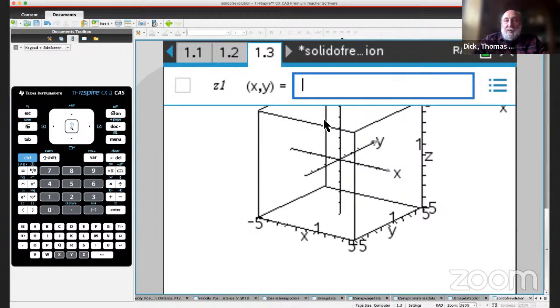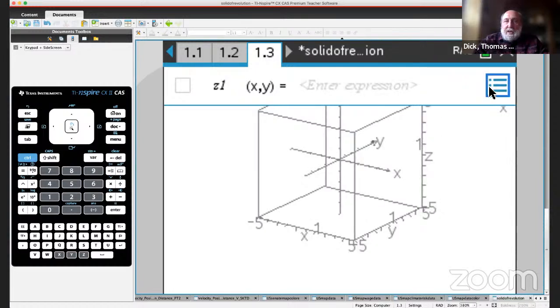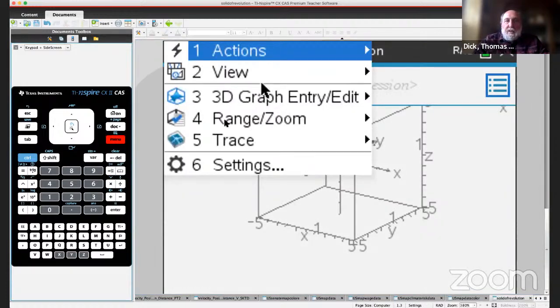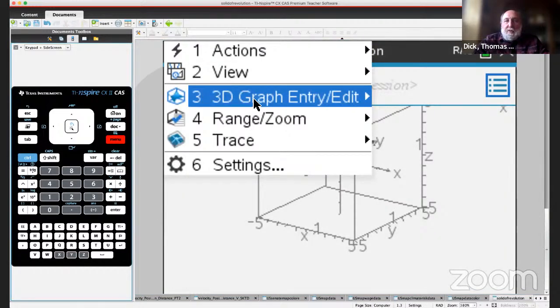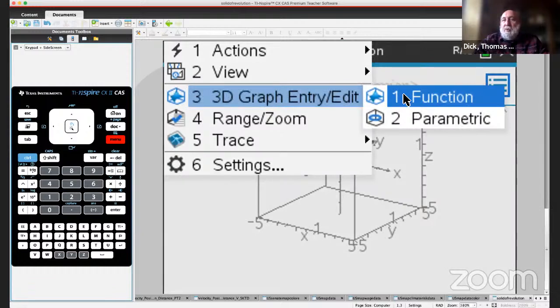And right now, this is set up to plot Z as a function of X and Y. And that's something you commonly see in multivariable calculus. Let me go over here to the side, see what we can do. Let's go back to the menu and the 3D graph entry. Okay, it was on function. I'm going to do parametric.